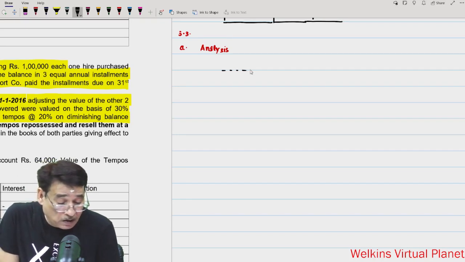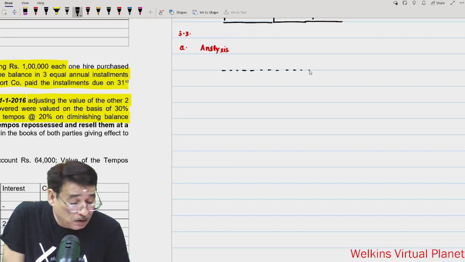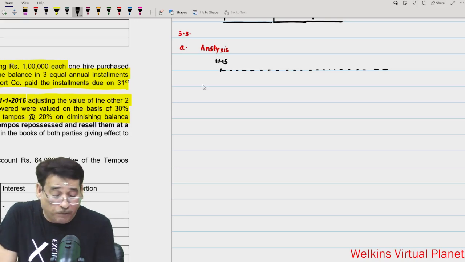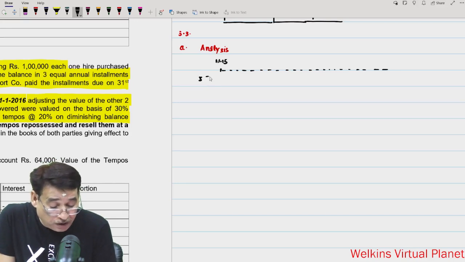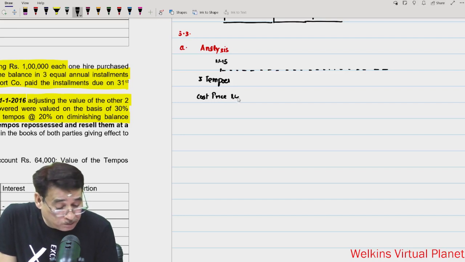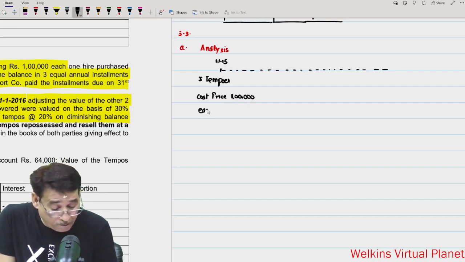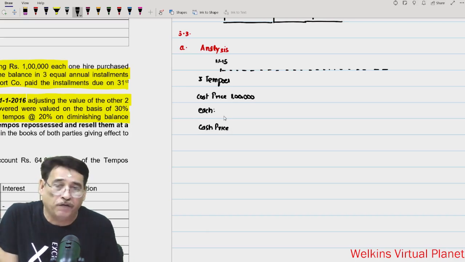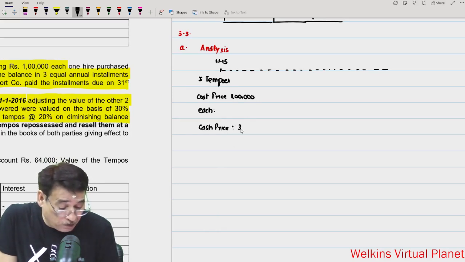So in order to do the analysis, first of all, let's have a look at what was given in the question. January 1, 2015 is the date on which the agreement took place and we purchased three tempos. So three tempos were purchased. And the cost price of the tempo was 1 lakh each. So, total cash price. See, cash price is from the perspective of the seller and cost price is from the perspective of the purchaser. So cash price or cost price is equal to 3 lakh.